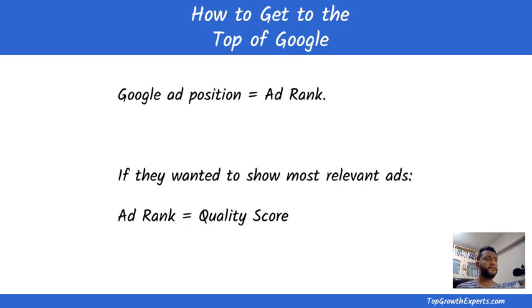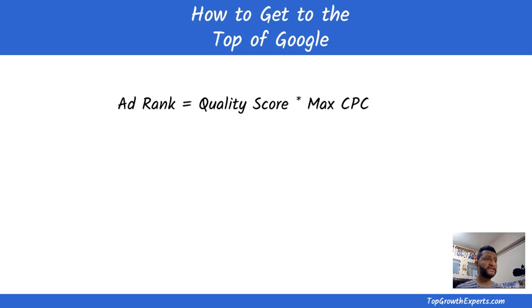Now, like I said, if Google only wanted to show the most relevant ads for the best user experience, the ad rank would equal the quality score. So if you had a higher quality score, your ads would go to the top. But the ad rank is actually the quality score multiplied by the maximum cost per click that you're willing to pay. Because obviously Google is a public company, they have shareholders, they need to maximize their revenue. So the actual ad rank is based on the quality score multiplied by how much you're willing to pay per click on your ad.